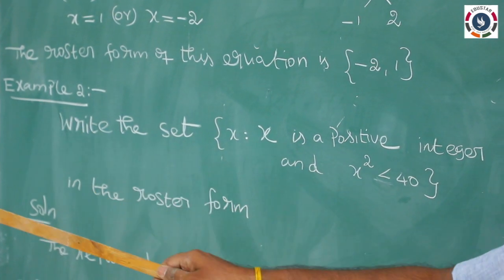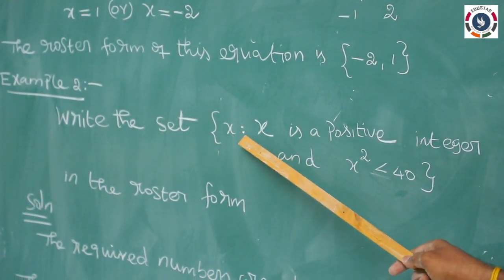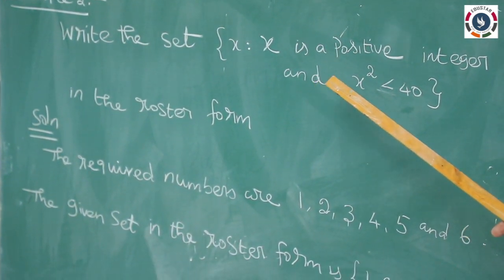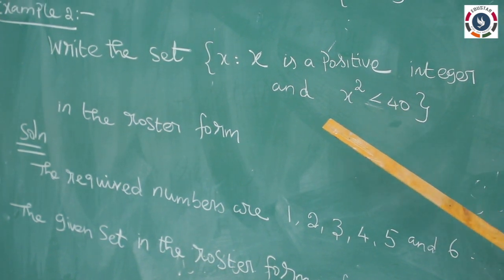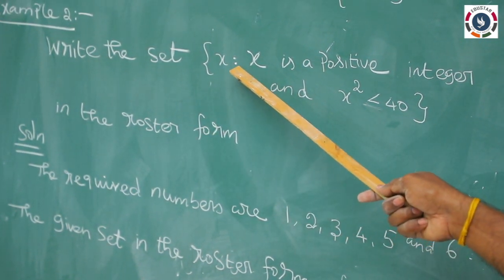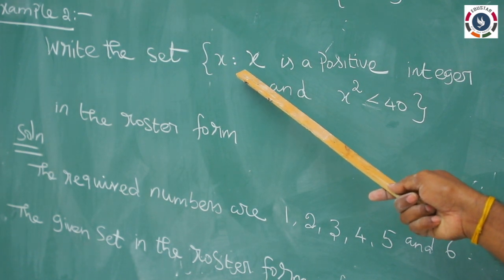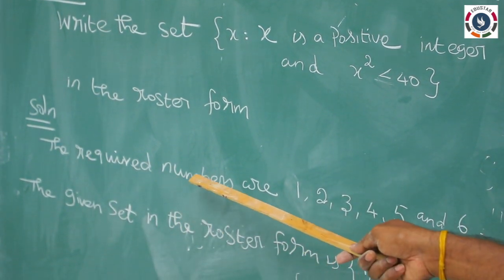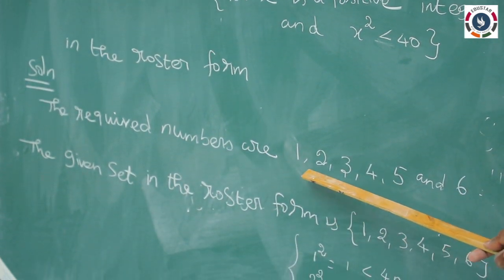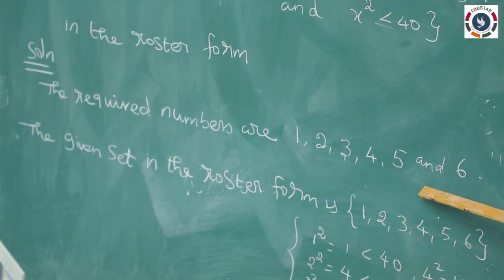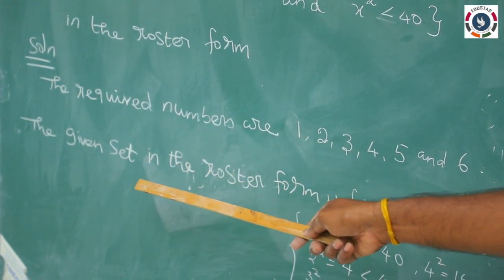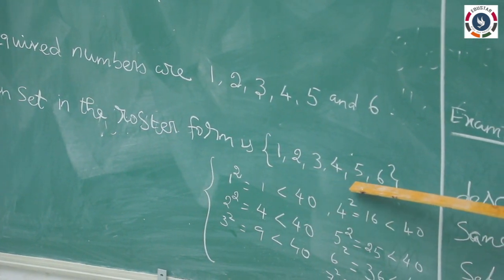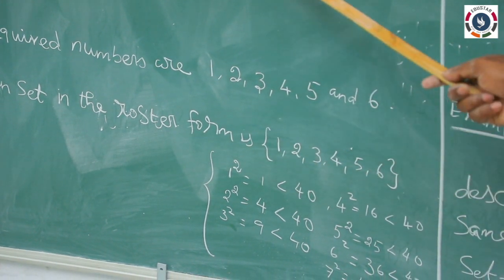So, second example: write the set x such that x is a positive integer and x square less than 40 in the roster form. This is a set builder form, to convert to roster form. The required numbers are 1, 2, 3, 4, 5 and 6. The given set in the roster form is 1, 2, 3, 4, 5, 6, that is x square less than 40.